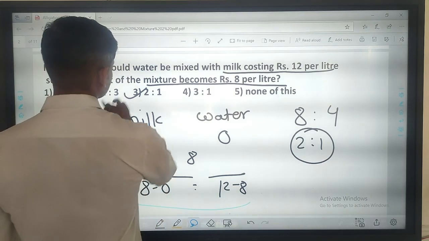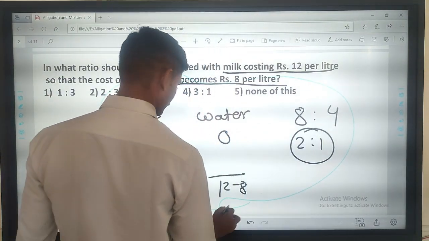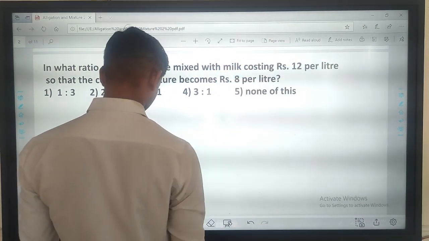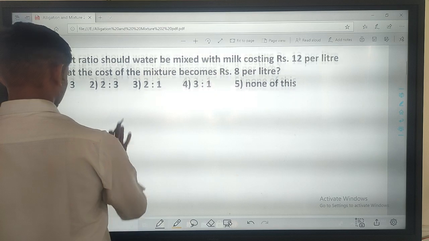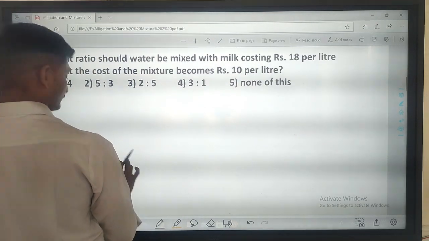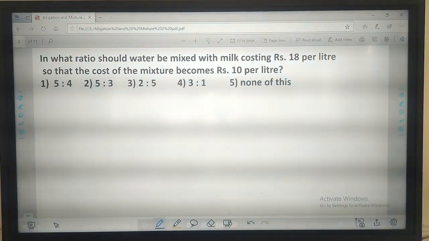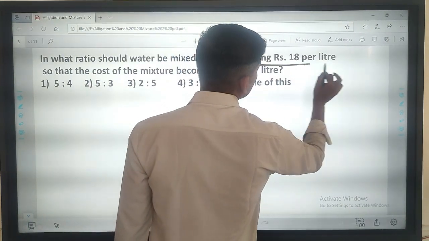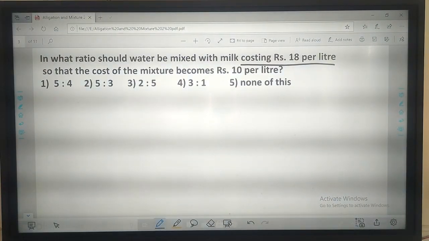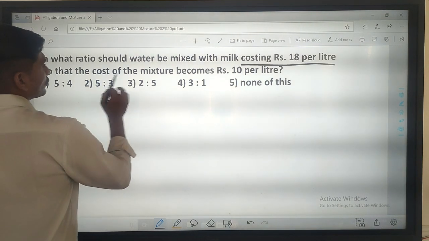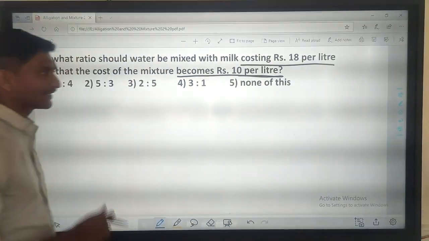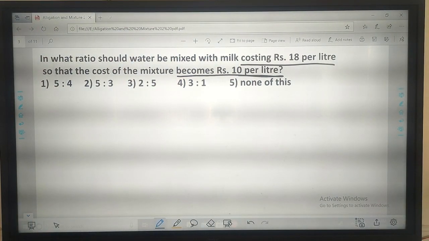Next. In what ratio should water be mixed with milk costing rupees 18 per liter, so that the cost of the mixture becomes 10 rupees per liter?